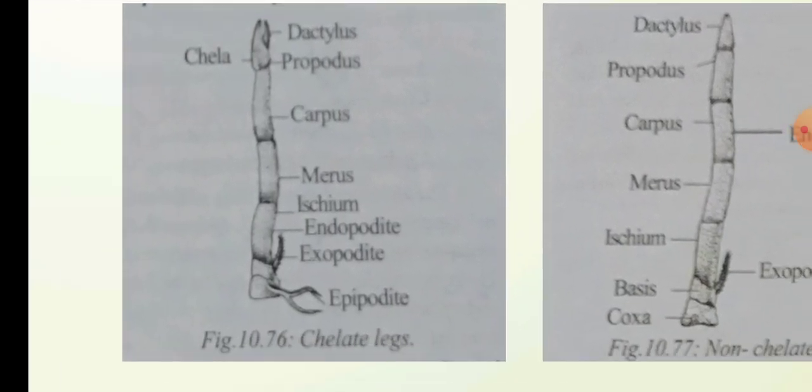Now comes the walking legs. The last 5 pairs of thoracic appendages or segments are called the walking legs or pereiopods. They are biramous, consisting of protopodite, exopodite and endopodite.